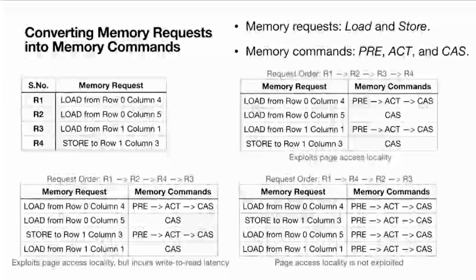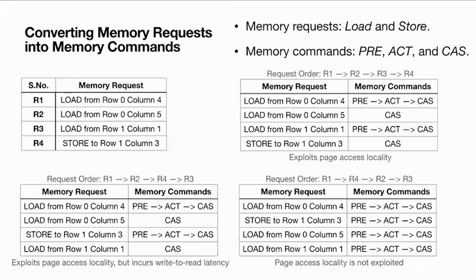And if I consider something else, R1, R4, R2, R3, which is a bad reorganization, you're not exploiting the row buffer locality. You first open row 0, next row 1, next row 0, next row 1. As a result, you're always going to close it and so on, which is going to incur 12 memory commands compared to 8 memory commands.